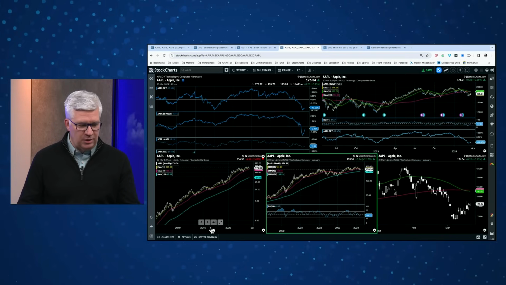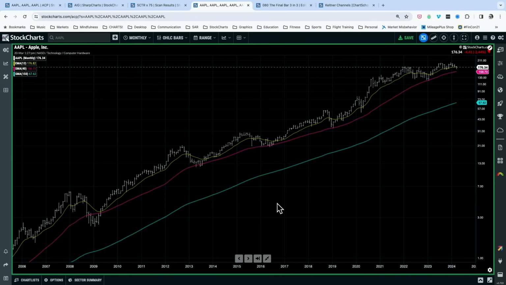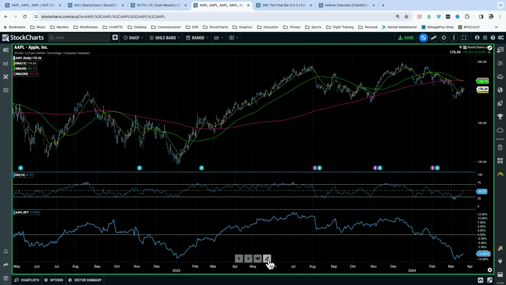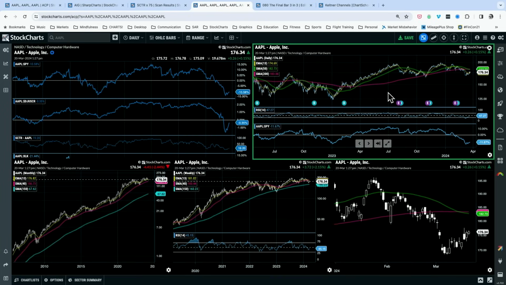So there's my weekly chart. Here's my monthly chart. I can zoom in, make some annotations, zoom out. And I'm a huge fan of that sort of analysis. I rarely show this on The Final Bar, only for simplicity. I try to just stick with one chart and one time frame because we don't have the time to go through a thorough analysis of any of these names.